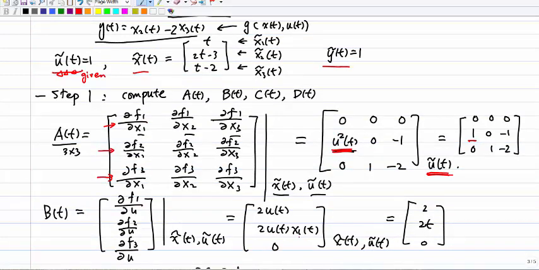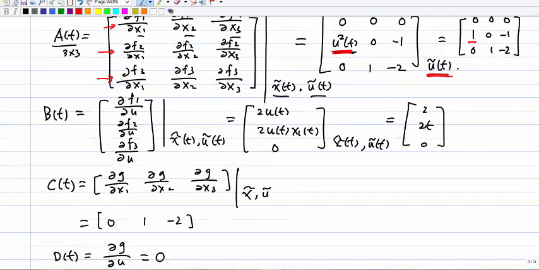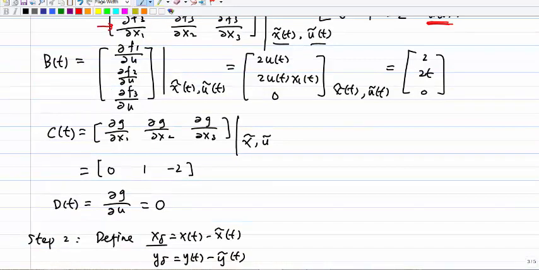Okay. Now we have to replace u by u tilde and x by x tilde. So u tilde t is 1, okay? And so this is 2 times 1, which is 2. x1 by x tilde. x1 tilde is t. So it's t over here. So it's 2 times t, okay? Simply do C and D the same way, I don't want to repeat over here. So you can compute the value over here, then replace every variable by its tilde value. So this is step 1.